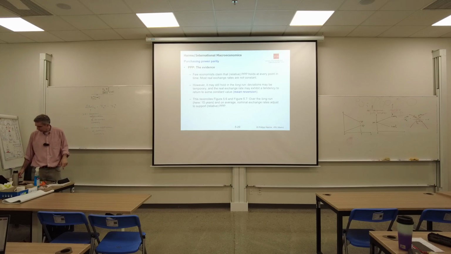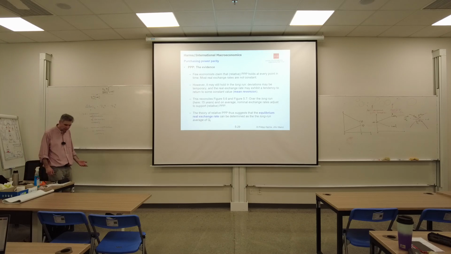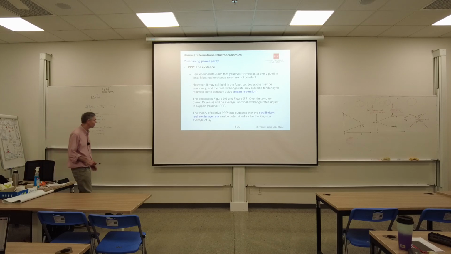So this reconciles figure 5.6 and 5.7. Over the long run, and on average, nominal exchange rates adjust to support relative PPP. So the theory of relative PPP thus suggests that the equilibrium real exchange rate can be determined as the long run average of Q_t. And how do you compute that? That's what I hinted at a couple of minutes ago.